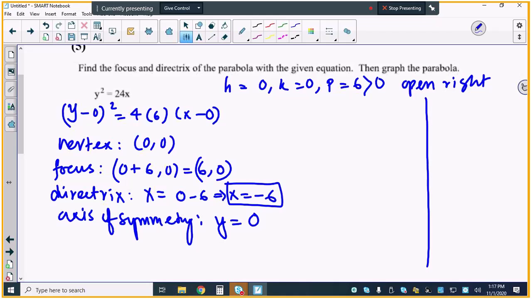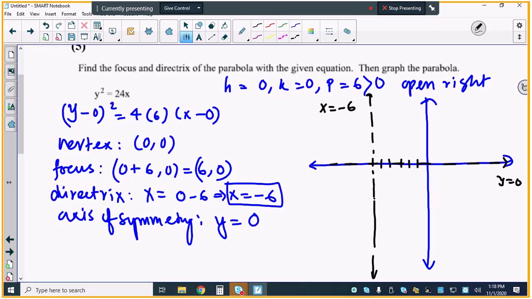So let's try to understand that in context of the parabola. First do the axis of symmetry or the directrix. Axis of symmetry is y equal to 0. So that is your x-axis. Directrix is at x equal to -6. 1, 2, 3, 4, 5, 6. So that is the directrix.